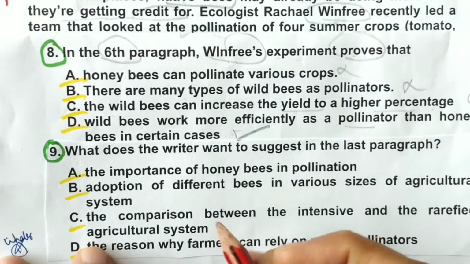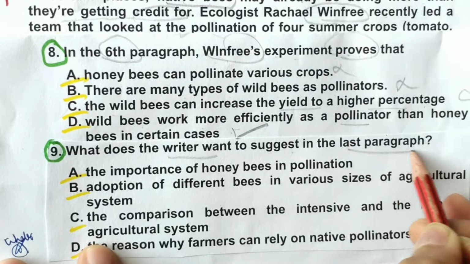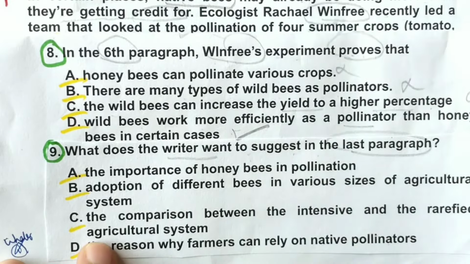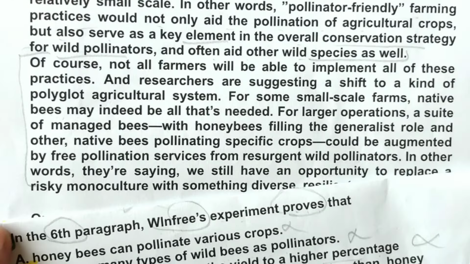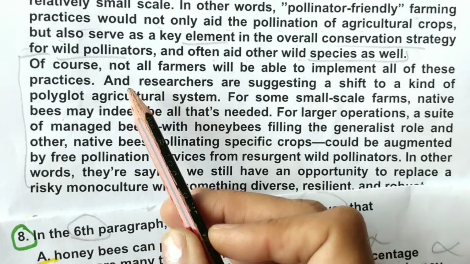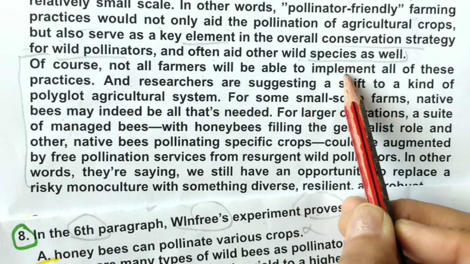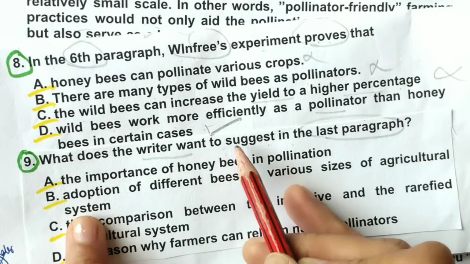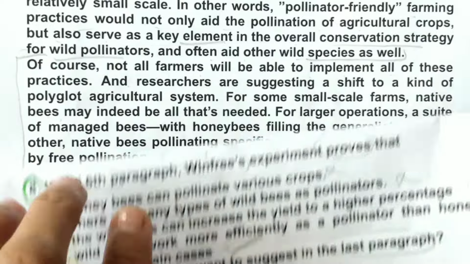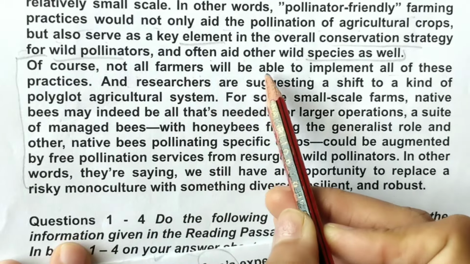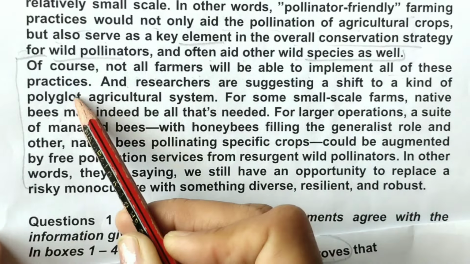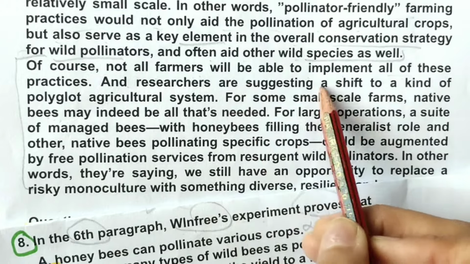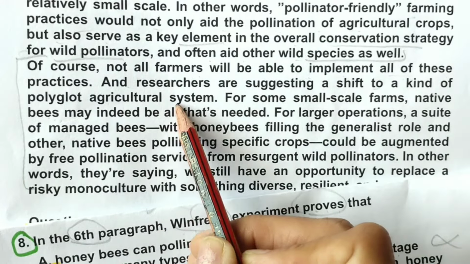Now, what does the writer want to suggest in the last paragraph? Now, last paragraph, let's find. Of course, this is the last paragraph. Of course, not all farmers will be able to implement, because we are looking for the 9th question. Writer want to suggest in the last paragraph. So, not all farmers will be able to implement all of these practices, and researchers are suggesting a shift to a kind of agriculture system.